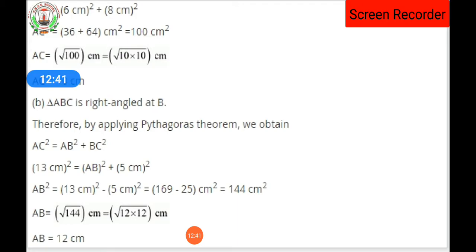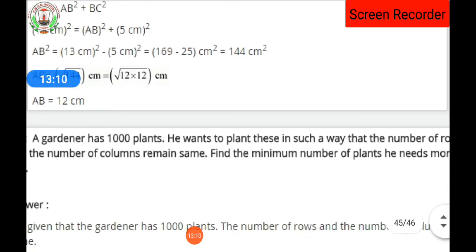So AB is what? AB is the perpendicular. So what is the value of the perpendicular of triangle ABC? That is 12 centimeter. So in the same way, if the base is asked to be found when the perpendicular and hypotenuse values are given, the same process you have to do as we have done in part B of this question. Clear everyone? So this is how we are going to use the Pythagoras theorem in order to find the third side.